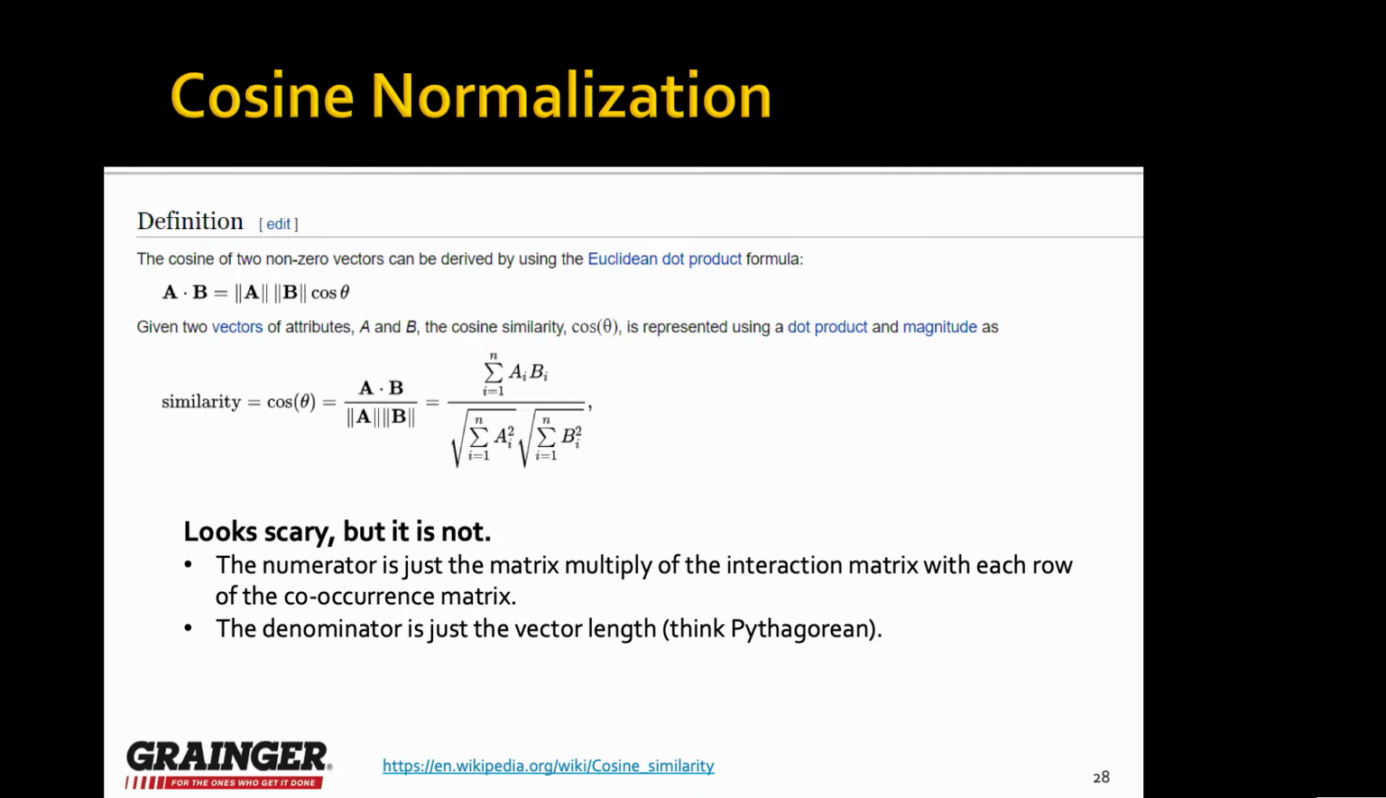So again, think about it. You've got two different vectors pointing in space, your simple geometry, your plane geometry. You got two lines, and you ask the question, what's the angle between them? That's what this is. That's all this does. It's very easy to compute.